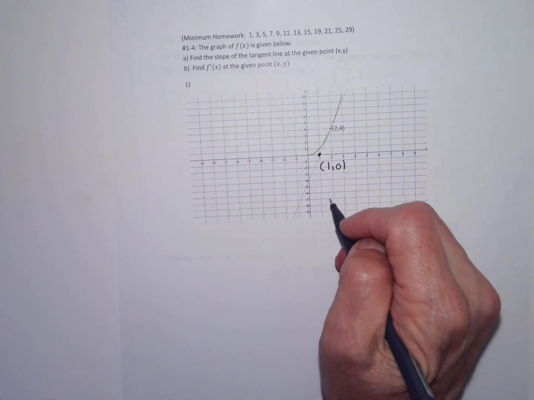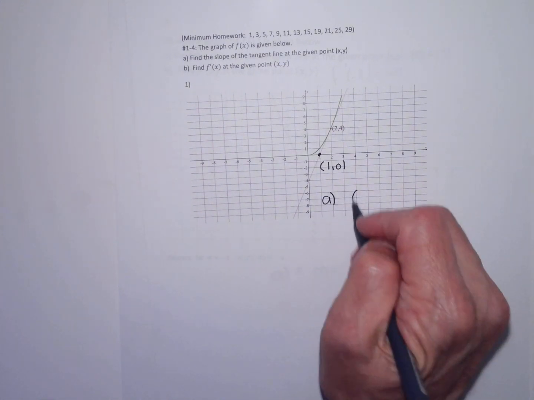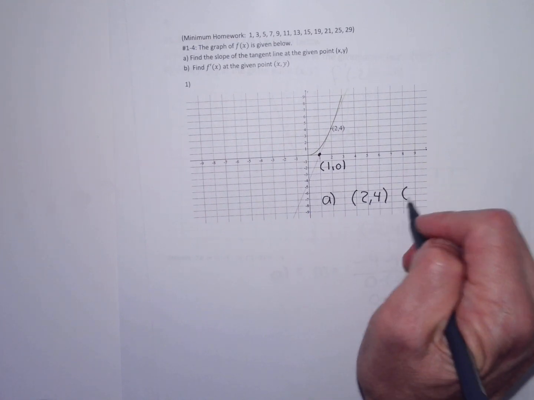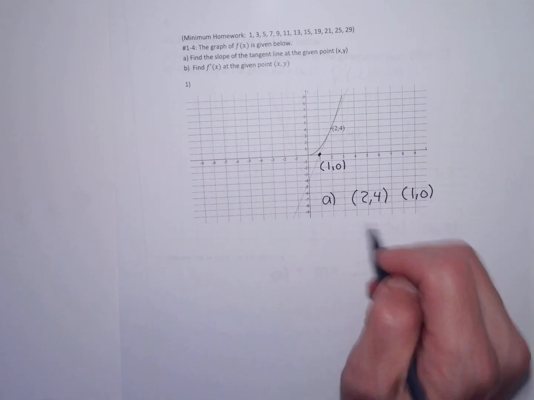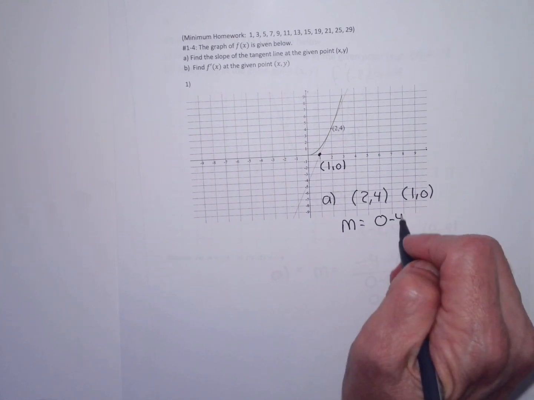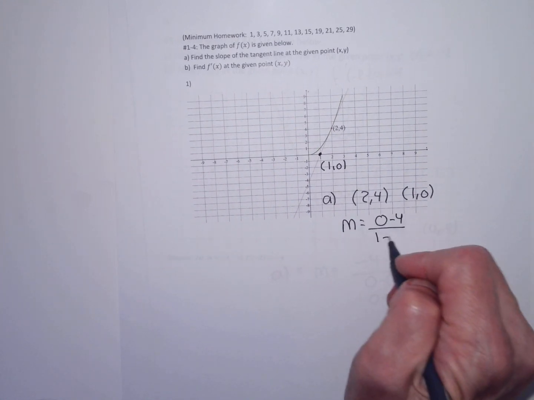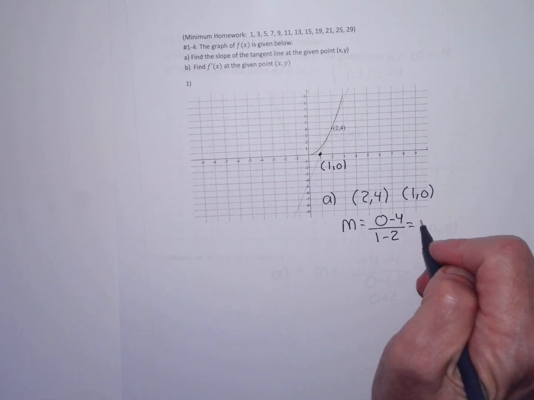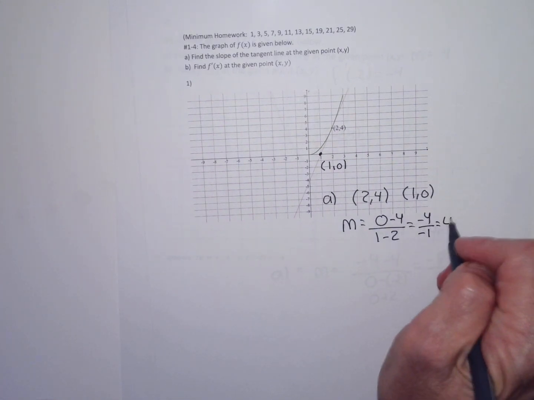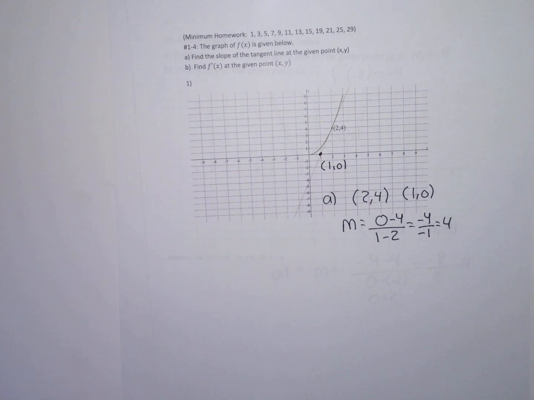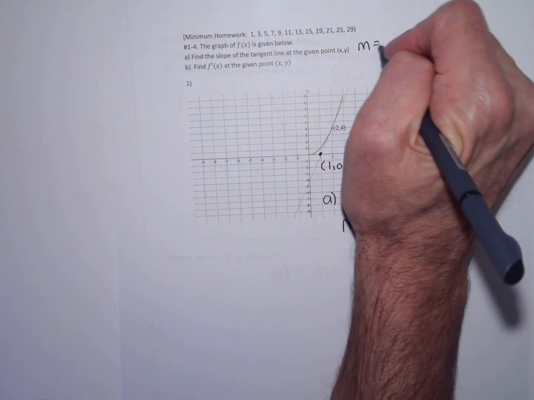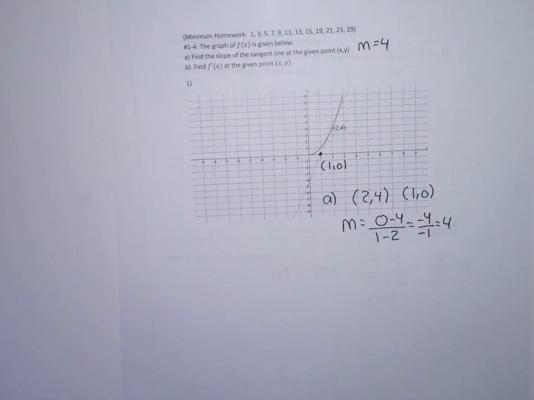For part A of number 1, I need 2 points. I'm going to call the point (2, 4) my first point, and the point (1, 0) my second point. The slope of my tangent line is going to be (0 minus 4) over (1 minus 2). That's -4 over -1, which is +4. The answer to part A of number 1, the slope of the tangent line, is 4.